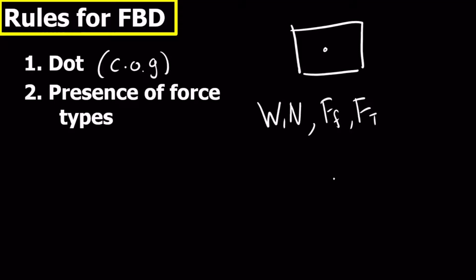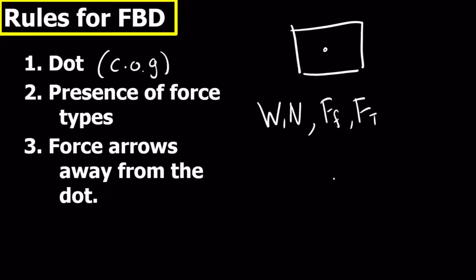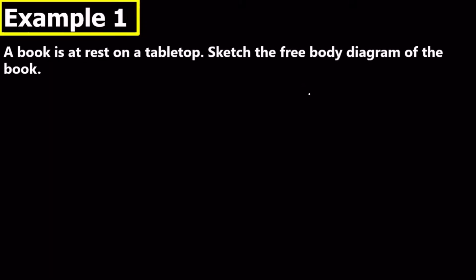The third rule is that you always draw force arrows away from the dot, never towards the dot, always away. Those are the general three rules that you can use to help yourself draw free body diagrams. In the next slide, we'll be covering examples. So let's go through the first example.